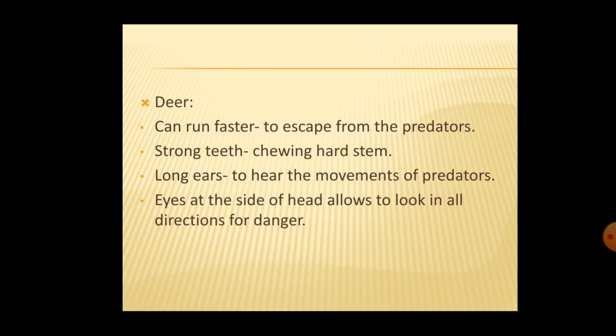Now, if we talk about the deer, which is the prey, what all features, what all characteristics does it have? It can run faster so that it can escape from the predators, that is, from the lion. Strong teeth it has so that it can eat all the plants it wants, because chewing the stems is very hard, so they require strong teeth, and long ears to listen to the movement of the predators.